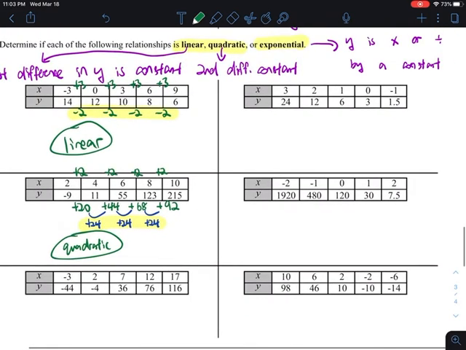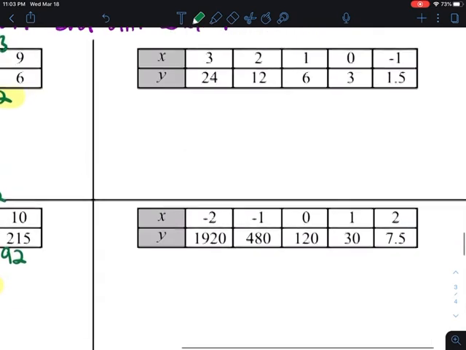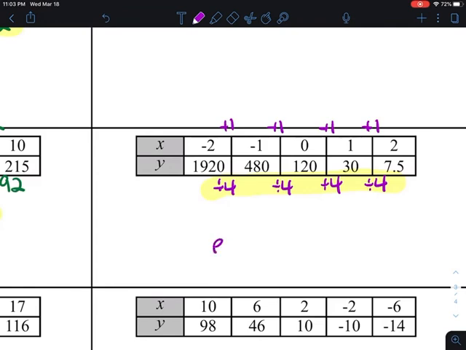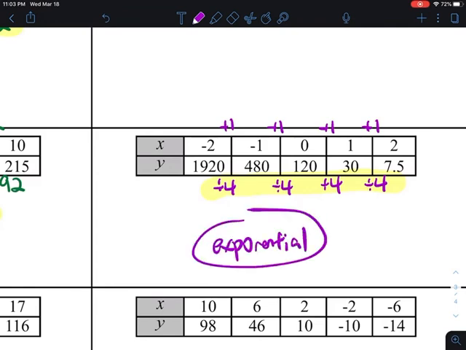And then let's look at the one to the right, just so we can see an example of an exponential relationship as well. x is going up by a constant, going up by 1. But if you look at the y's carefully, you'll see that we're dividing by 4 each time, or multiplying by 1/4. So if our y value is being multiplied or divided by the same constant each time, we know the relationship is going to be exponential.